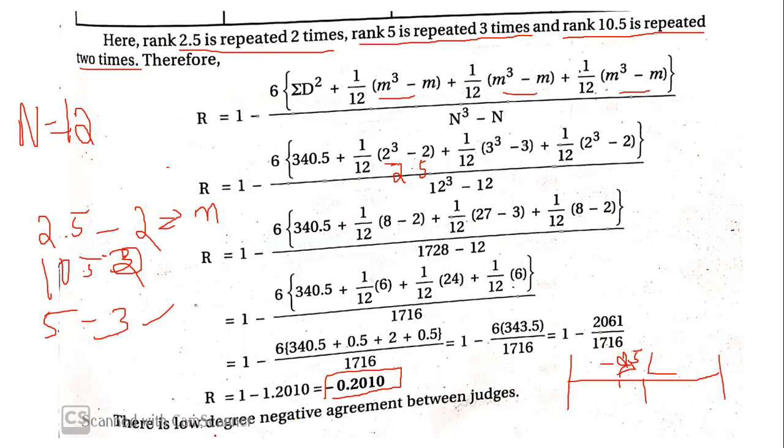So it is low degree negative agreement between judges, or you can write it as low degree correlation, negative correlation between the judges. That also will be the right answer. You can write it like this also: low degree negative agreement, or you can say there is low degree negative correlation between judge A and B. That is also a correct conclusion.